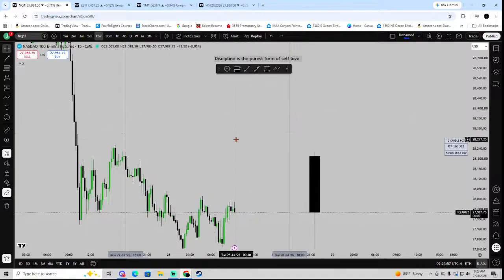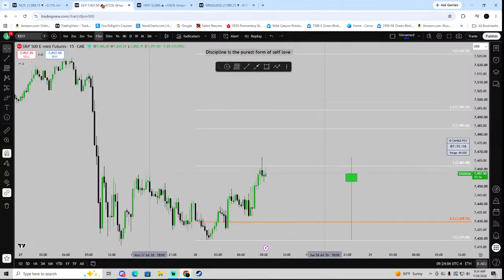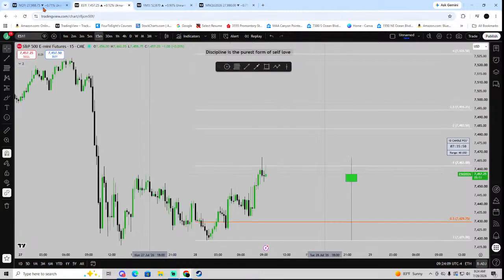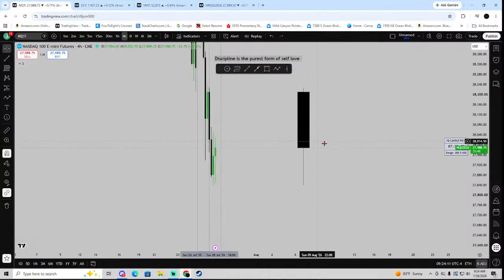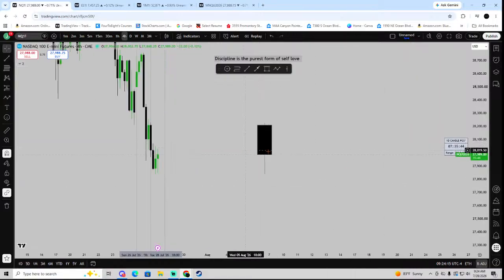I might play shorts off the 4-hour order block or the Asia low. There is no Asia low. There's London low. And you could try it.